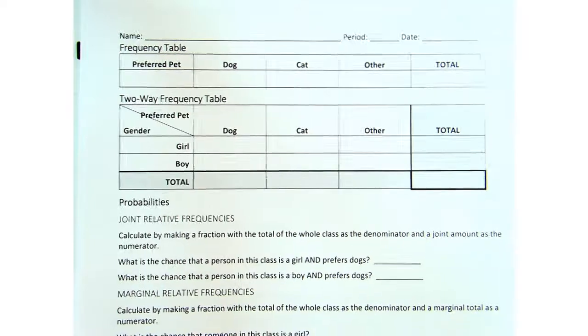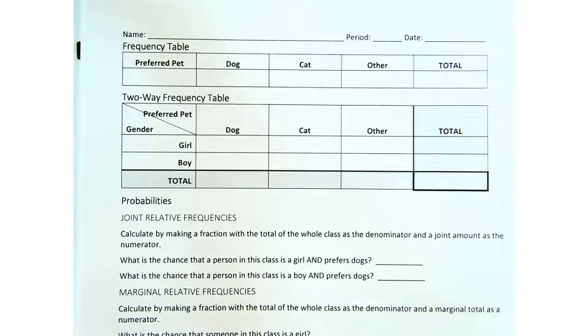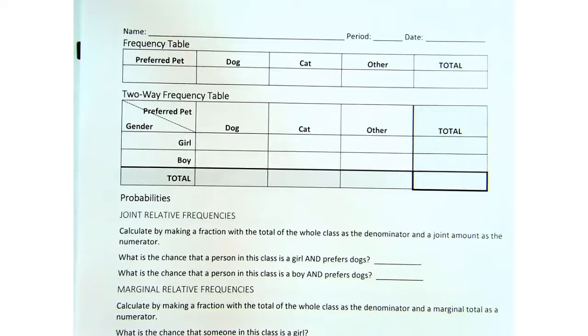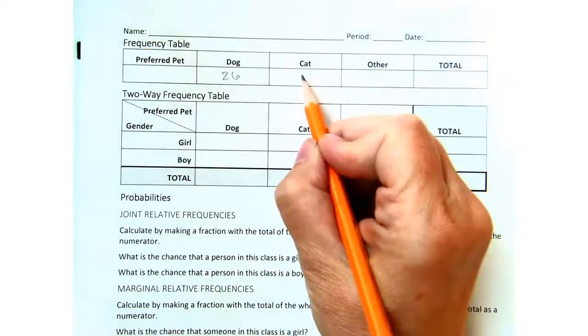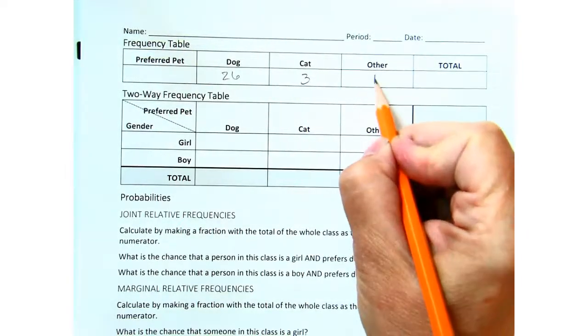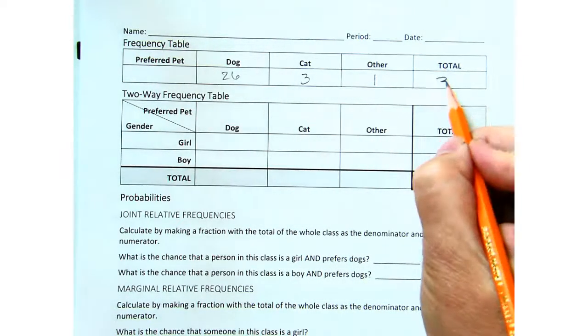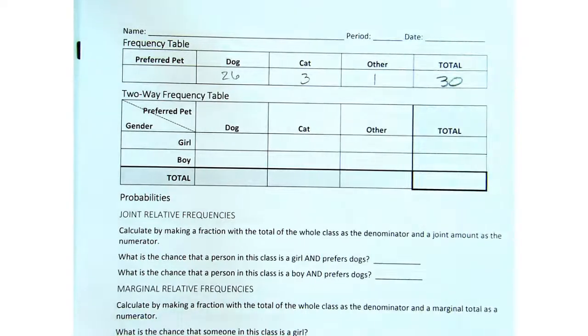Now that we have practiced converting fractions to percents, let's create some frequency tables. This first example is a one-way frequency table. I asked a class of 30 students whether they preferred as pets dogs, cats, or some other type of pet. In this class, 26 students preferred dogs, 3 preferred cats, and 1 preferred another type of pet, for a total of 30 students. This is a one-way frequency table. The numbers in the row add up to the total of 30.